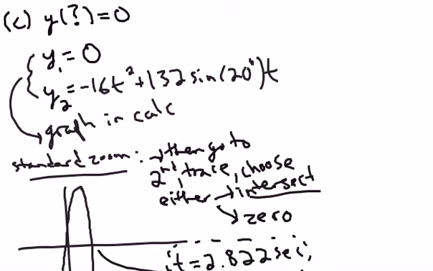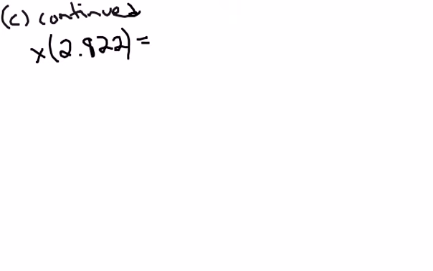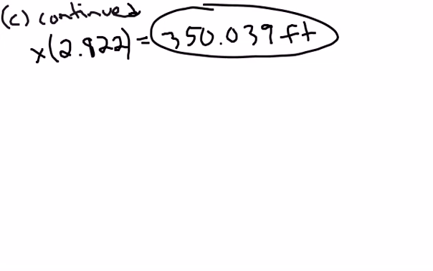I can actually answer the question and say, how far is the ball from the ground when it hits the ground? So how far, not how high, how far, that is an x value. So now I'm going to do, say, C continued, x of the t value that I just found, which was 2.822. Okay, and if you plug that in, you get out 350.039 feet. So that is your answer for how far the ball is from the golfer when it hits the ground.